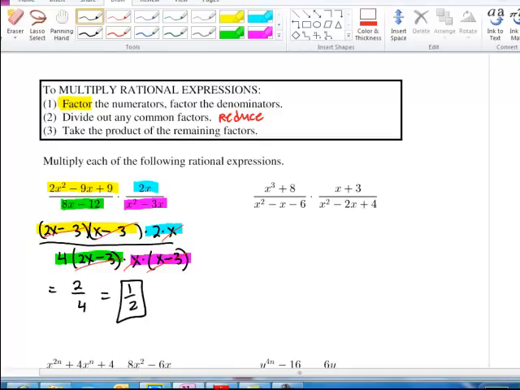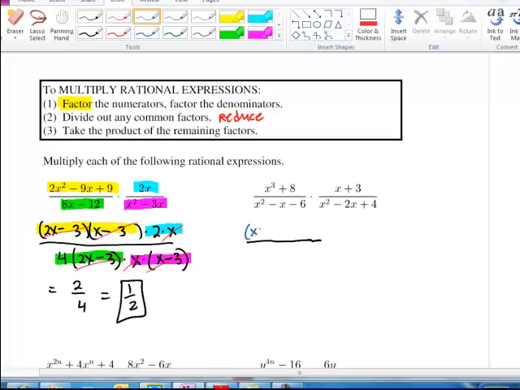So 1/2 for the final answer. Right, so the key is to factor, factor, factor, and factor, and then look for matching factors in the numerator and denominator. All right, so numerator, we've got, let's try this, sum of cubes from the first one.